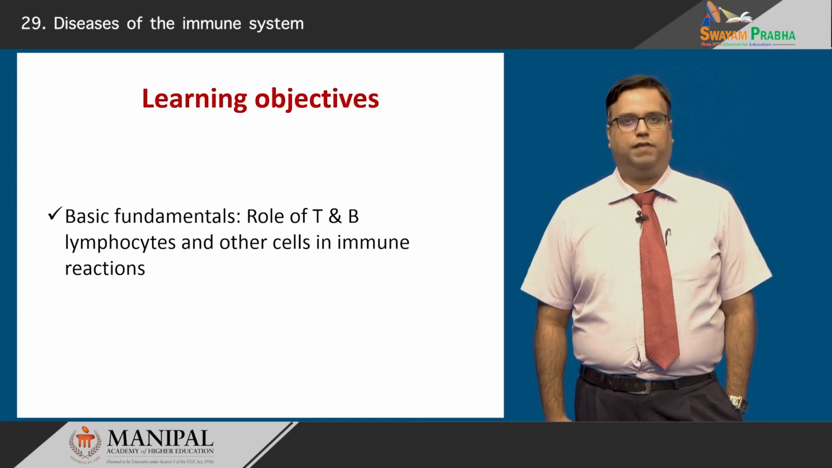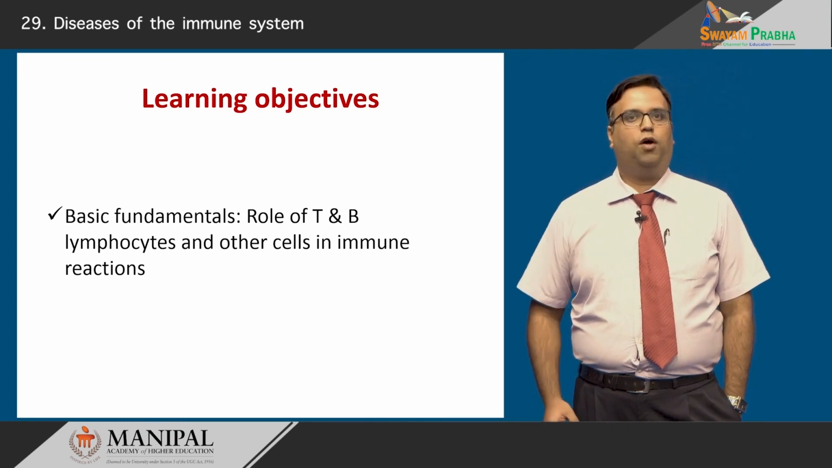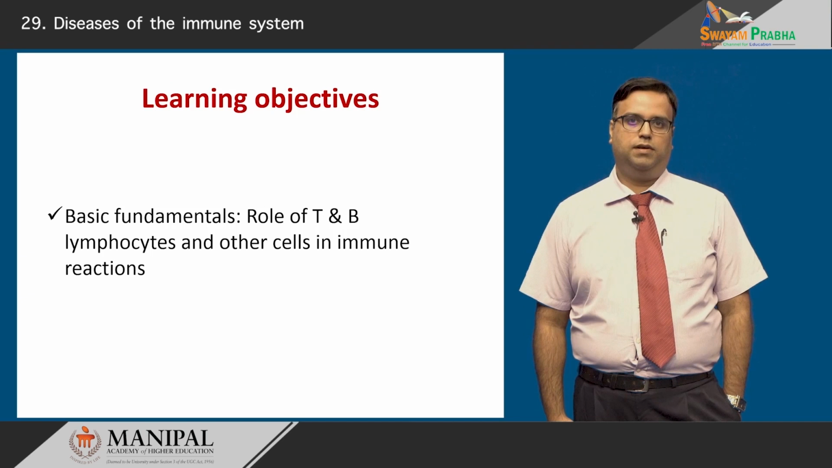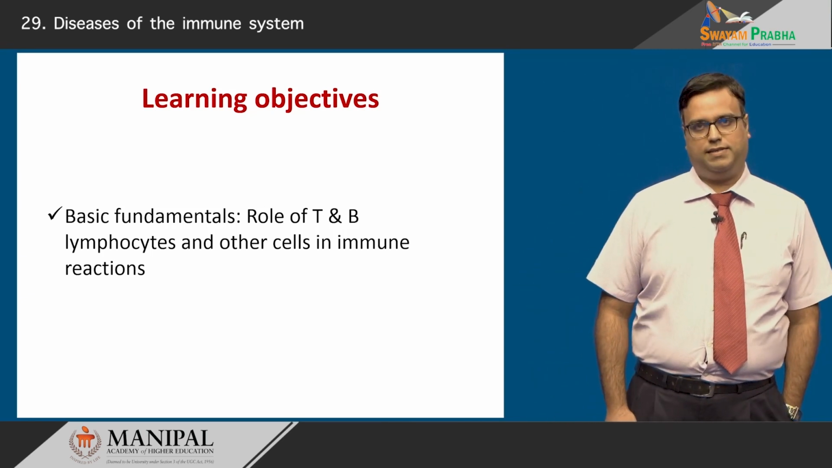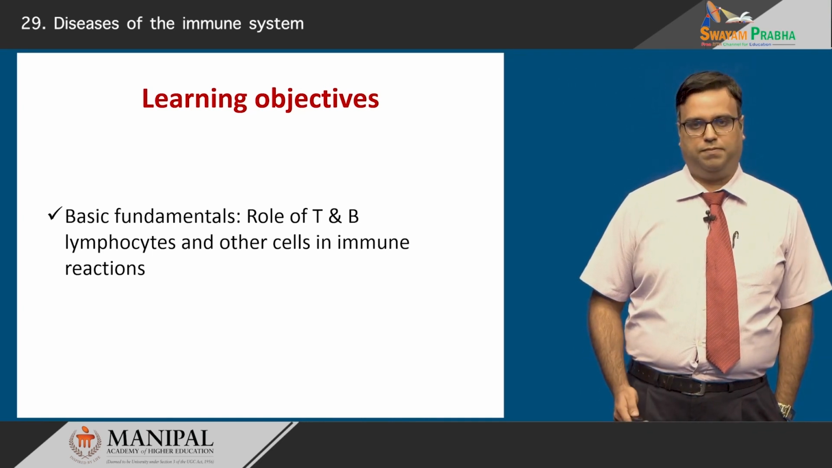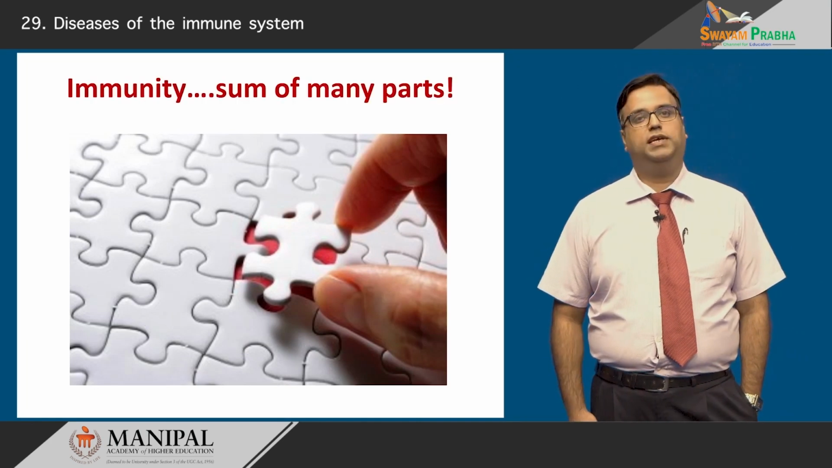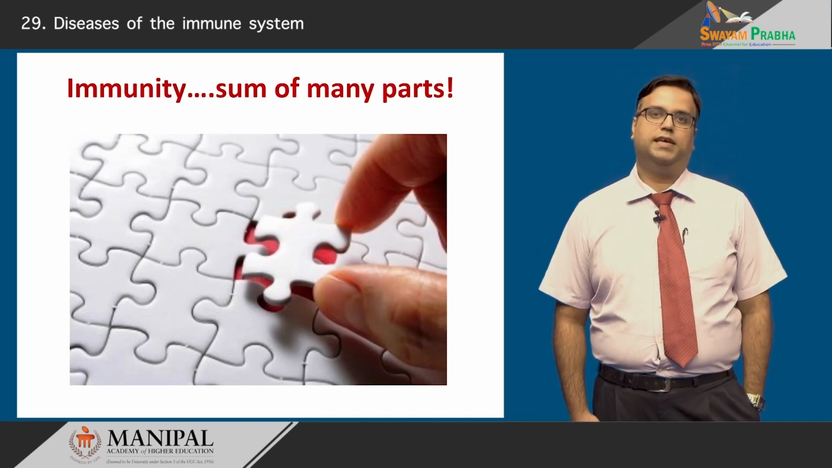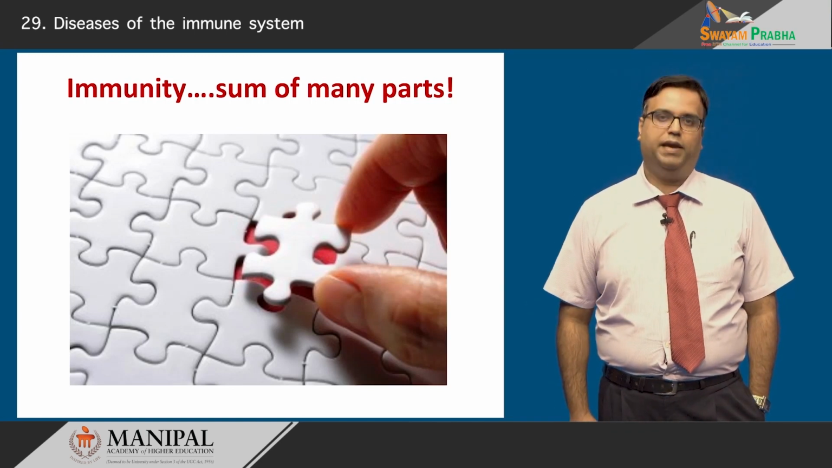We will tackle the basic fundamentals, which are the role of the B and the T lymphocytes, along with some other cells of the immune system such as the macrophages, the dendritic cells, as well as the NK cells, and try to learn what are the roles they play in the immune system. Now, immune system is not a whole, it's actually a sum of many parts, meaning to say it's like a grid where each puzzle has a role to play to make the final picture.